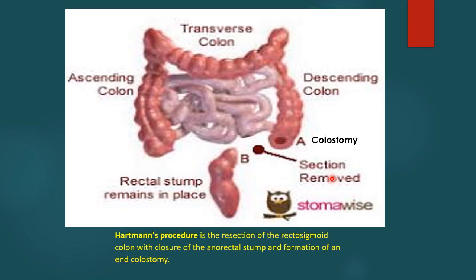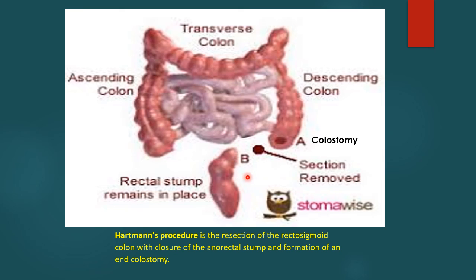After controlling the bleeding, what we do is close up the anorectal stump here, which is stump B, the rectal stump, and leave it. And then the end A, which is the end of the descending colon, is brought out as a temporary end colostomy. So Hartmann's procedure is the resection of the rectosigmoid colon with closure of the anorectal stump and formation of an end colostomy by the descending colon.